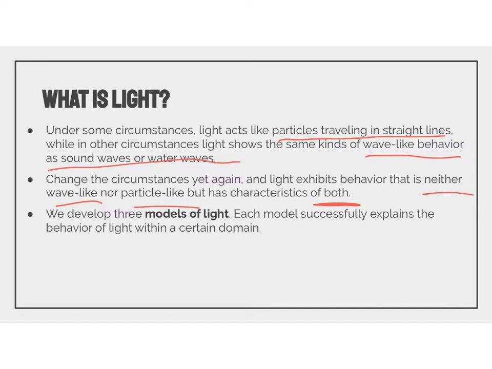So we developed three different models of light. Each of them takes a look at specific circumstances and explains why light is acting the way it acts in those different domains, as I call them, or different circumstances. So that's what optics is, a couple of different branches that help describe what's going on with light. And throughout the course of history, as we've understood those different branches better and better, we've gotten a better and better model of what light is.